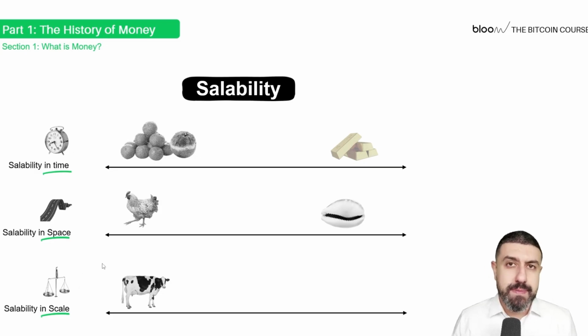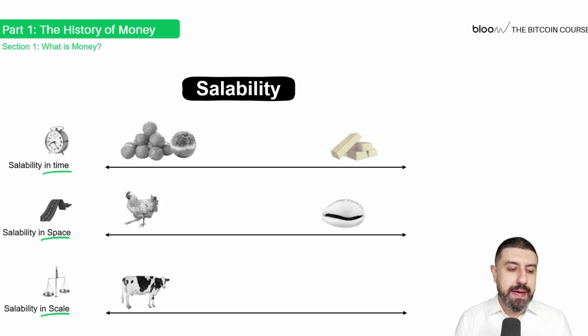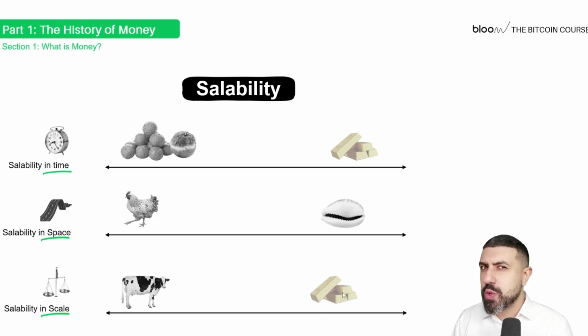Also in scale, imagine we're using cows as money. Can we do that? Not really. If I want to buy something small, can I cut a piece of the cow up and just use that to transact? Doesn't work. So it's not very scale saleable. On the other hand, gold, very scale saleable. I can cut a piece of gold at room temperature with just any household items. It's very easy to do. So here gold would be very scale saleable. And that's what we would want from money.